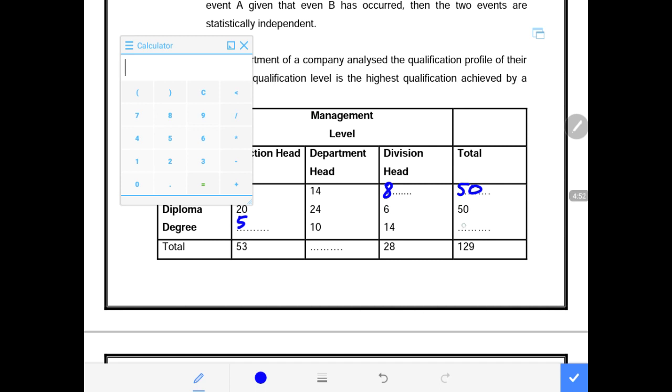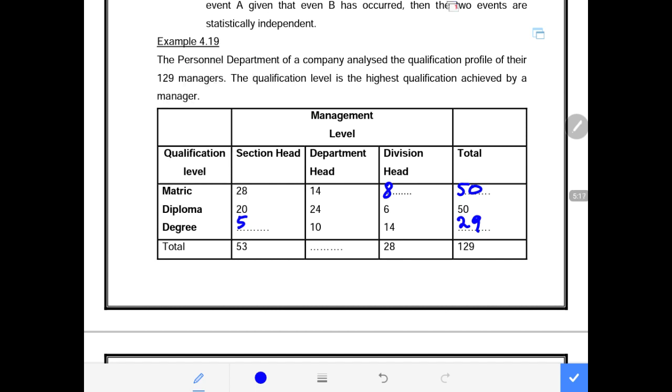Then another missing one is the total of the managers of this company who only have a degree. So that will be 5 plus 10 plus 14. If we add those three, we get 29. So there are in total 29 managers in this company who only have a degree, no honors, no masters, and no PhD.